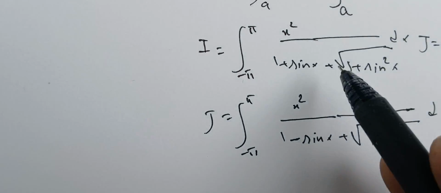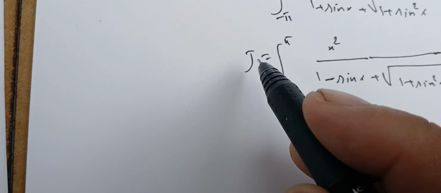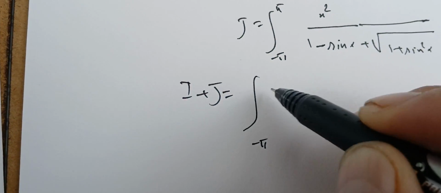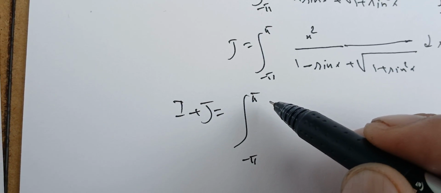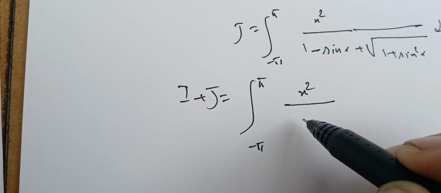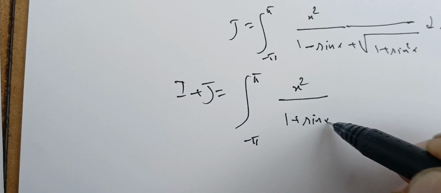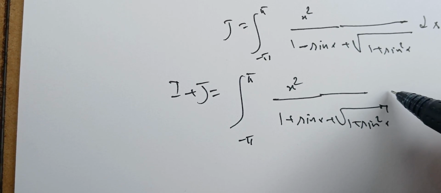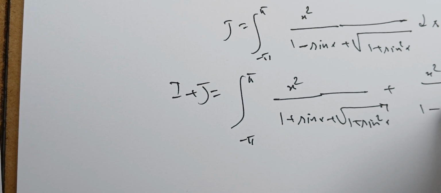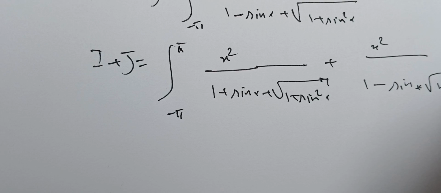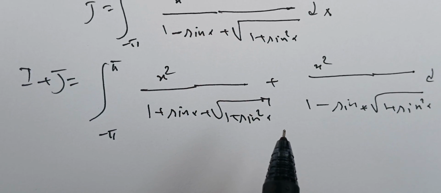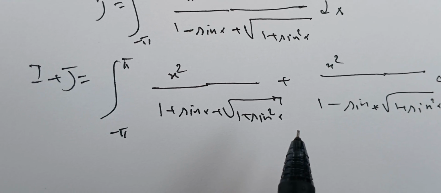And therefore, these two are the same. I can add them to get rid of something. Okay, let's add, so I plus J. It's going to be the integral between minus pi and pi of x squared over 1 plus sine x plus the square root of 1 plus sine squared, plus x squared over 1 minus sine x plus the square root of 1 plus sine squared dx. Okay, so now I can simplify by cross multiplying.